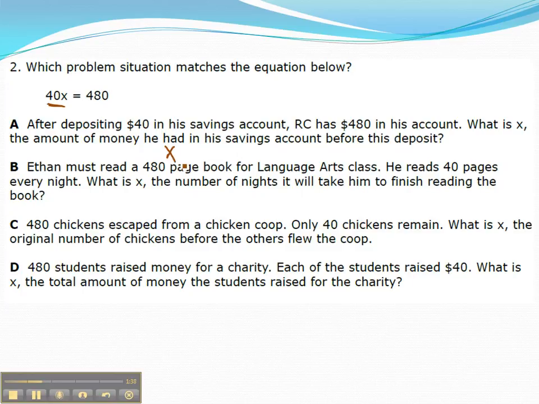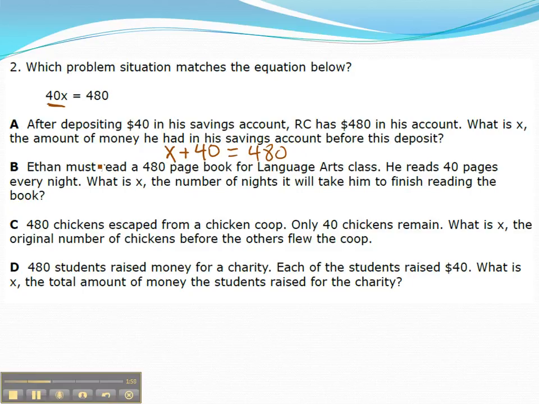The amount of money he had in his savings account before this deposit. So if he had X dollars in his savings account and he deposited 40, that would be adding 40, because a deposit is going to increase the balance in his savings account. And then after that deposit, he had 480. So X plus 40 equals 480. That's definitely not the equation we're looking for.